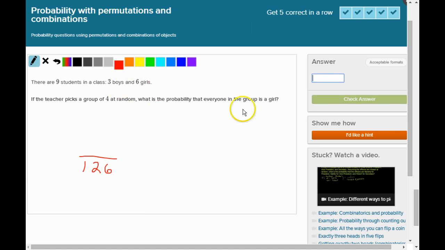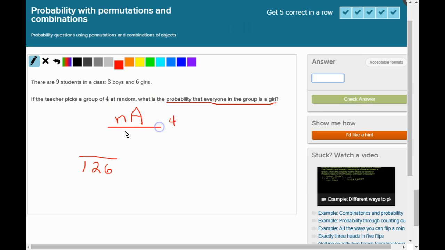But what I'm asking for is the probability that everyone in the group is a girl. So this is A. The event would be that everyone in the group is a girl. So now the question is, how many different ways can I select 4 girls out of the 6? So it's another combination problem. And so to determine the number in A, right?